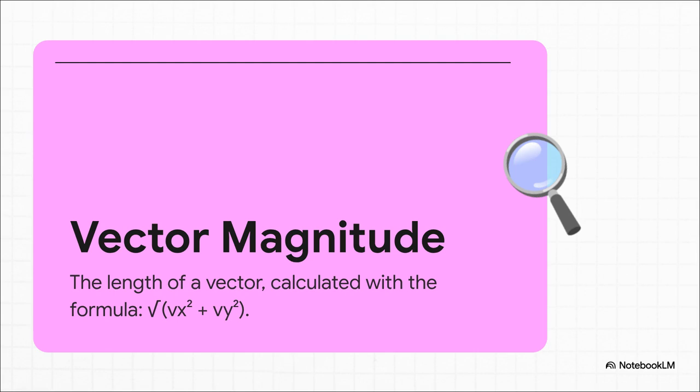And there it is. The magnitude of a vector is literally just the Pythagorean theorem applied to its components. You square the x component, you square the y component, add them together, and take the square root of the whole thing. So for our vector ⟨4, 3⟩, let's do the math real quick. 4 squared is 16, 3 squared is 9. Add them together, you get 25. And the square root of 25 is 5. Boom. The length of our vector, its magnitude, is 5 units.